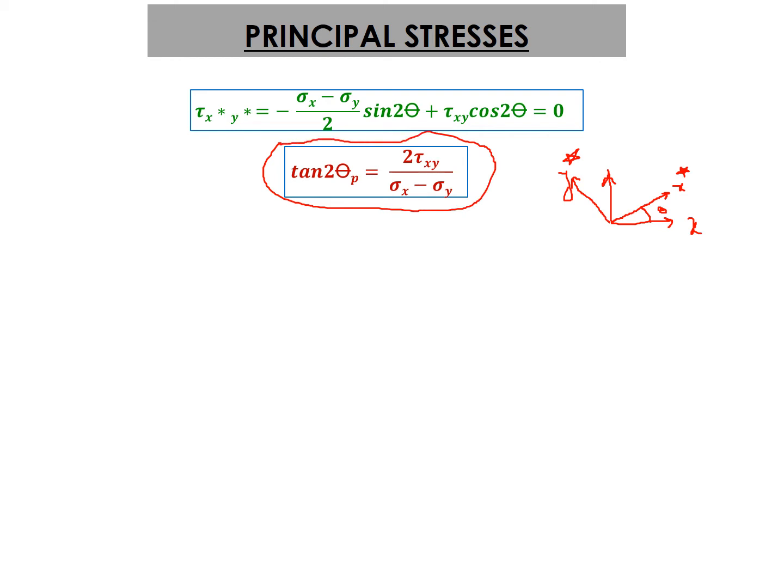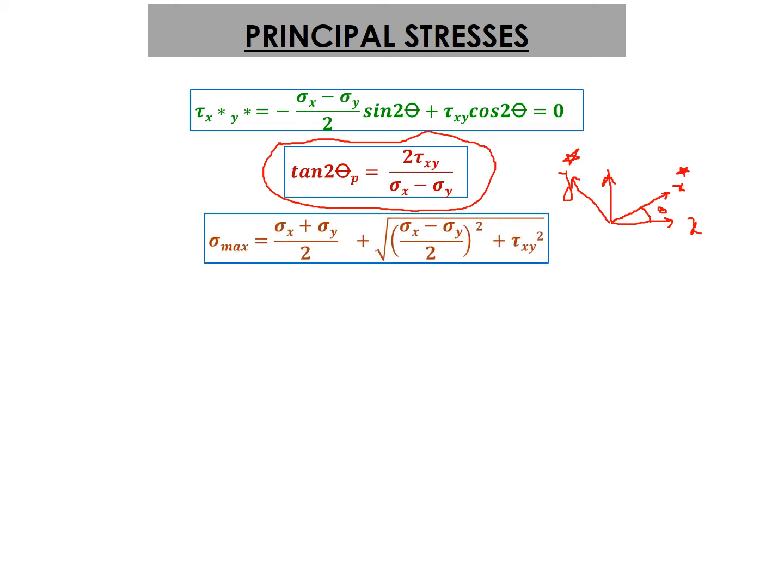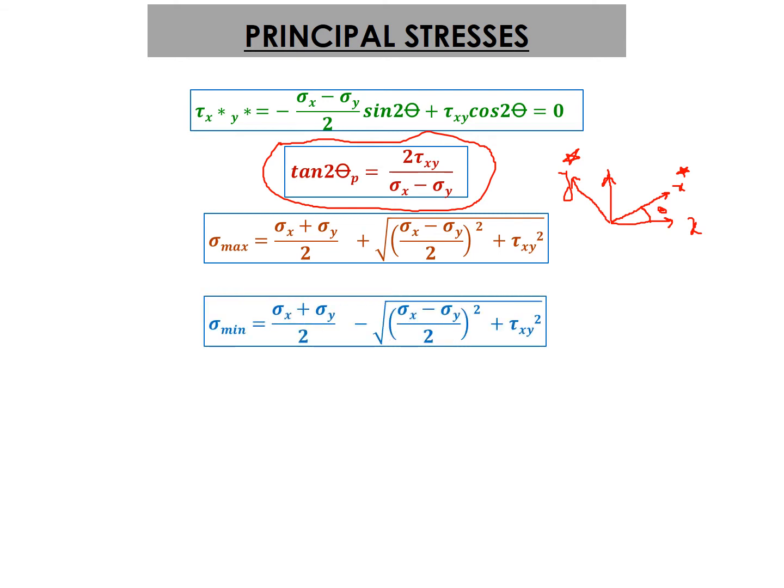So now what about principal stresses? If you take this value of theta p and substitute it in the previously discussed equations of sigma x and sigma y, what do we get? We get this equation: sigma max, one of the principal stresses, and sigma minimum, the second principal stress. This is the difference of plus and minus; here you get plus and you get minus. So these are the principal stresses, the extreme stresses. These stresses, sigma max and sigma minimum, you get at an angle of theta p.